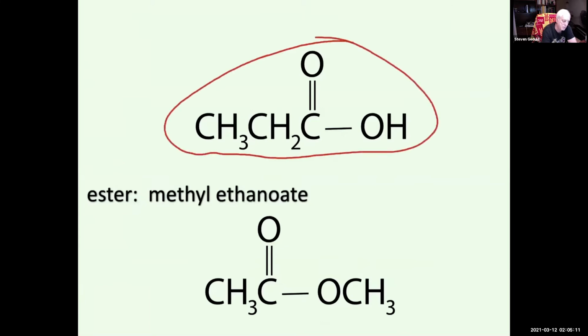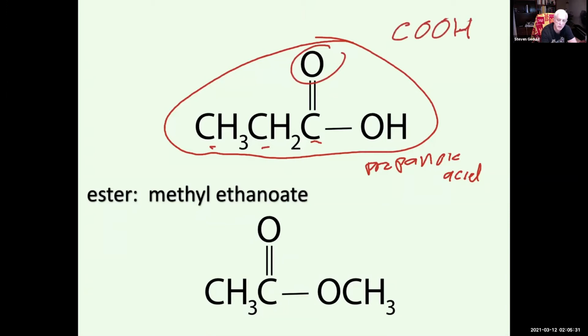We'll learn how to name in just a second, but this is propanoic acid, 3 carbons. It is an acid because it has a COOH group on it. The esters have an R group in place of this hydrogen right here. So the hydrogen has been replaced with an R group.